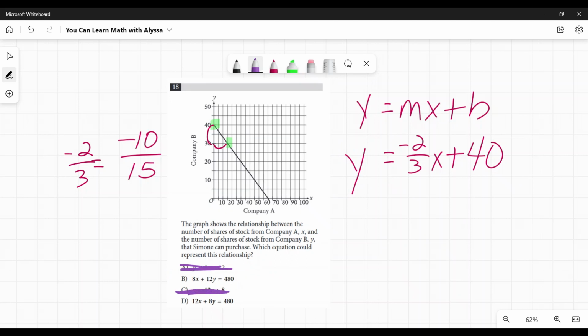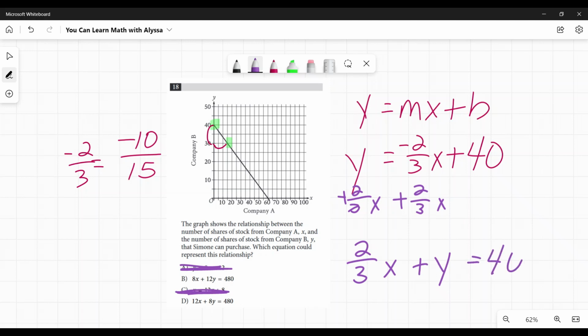Now, both of the other ones, the x's and y's are on the same side, and they aren't the same numbers. But I'm going to try to get to those numbers. First, I'm going to move that x over here so that it's in that x and y on the same side, that standard form. So to do that, I need to add 2/3 x to both sides, because that's counteracting that negative 2/3. So I have 2/3 x plus y equals 40.